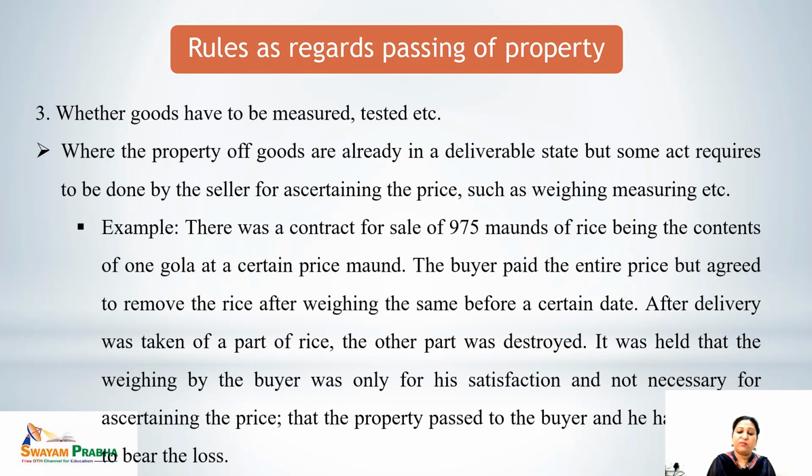Here the weighing was not a required condition for making the goods into the deliverable state, it was just for the satisfaction of the buyer. And if it was not a required condition, then when the goods were in the deliverable state, they become the property of the buyer, and in case of any kind of loss, only the buyer would be responsible for that loss, as is made clear in this example.